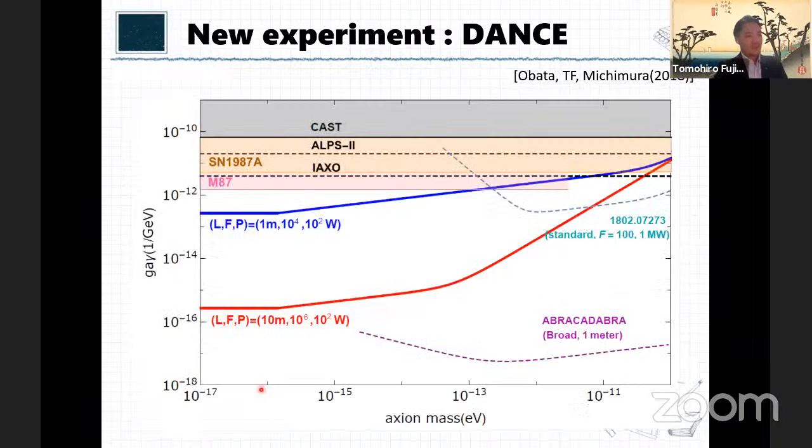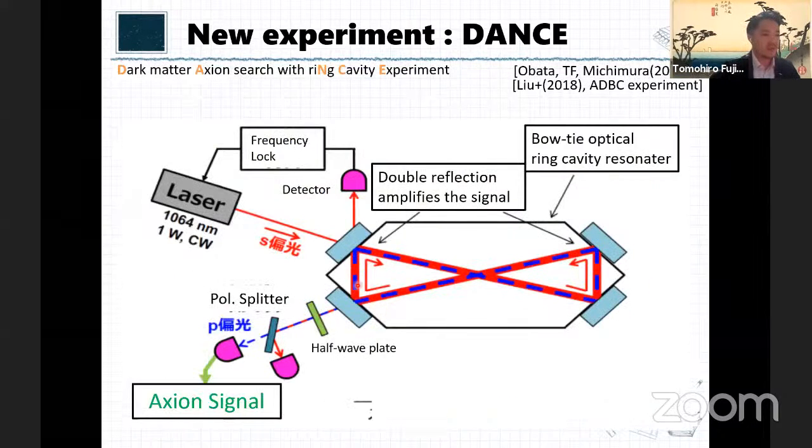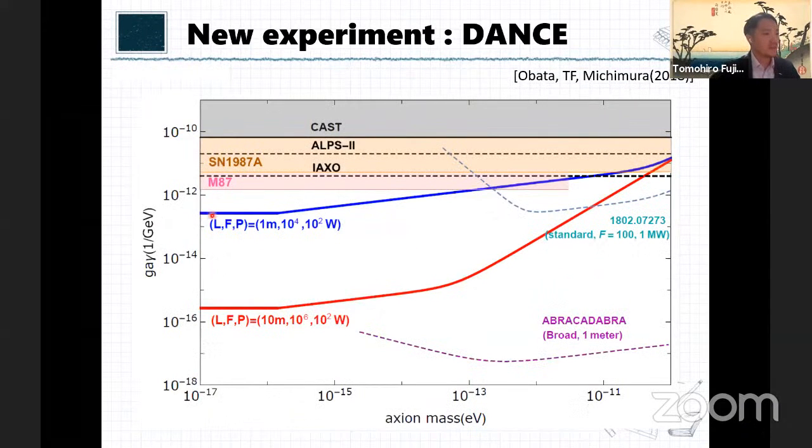Okay, and this is the projected sensitivity. Here's CAST. This line is 1 meter size, which means the travel length is 1 meter, so this size is 50 centimeters. It's a tabletop experiment that can achieve much better sensitivity than CAST, and even better than other astronomical observation constraints. If I make it 10 meter size with very expensive mirrors and a very expensive laser, then I can achieve very, very good, fantastic sensitivity towards Axion-Like dark matter.